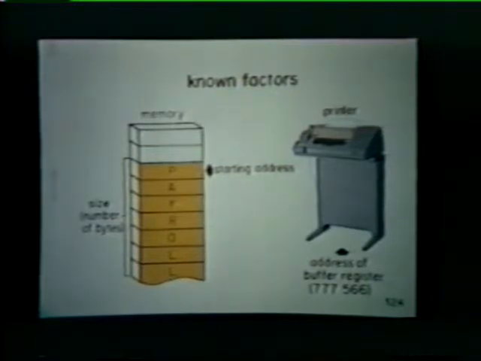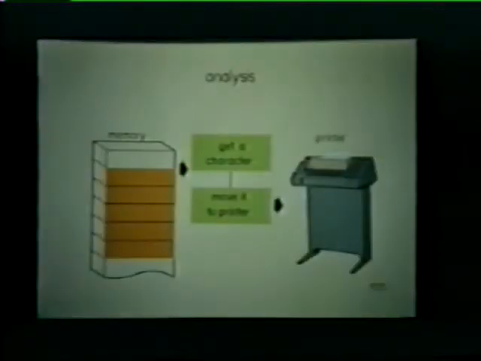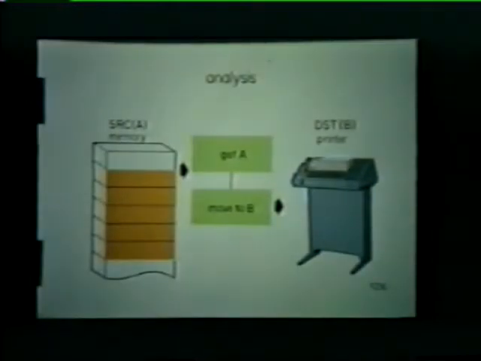We know where the payroll data is located because we have the starting address of the data. We also know the size of this block of data. In addition, we have the address of our printer's buffer register. Based on the problem and the information that is available, let's make an analysis at this point. The analysis is quite simple. We want to first get one character from memory and then move that character into the printer. If we make the memory the source operand, or A, and the printer the destination operand, or B, then you can see that our analysis says get A and move it to B.